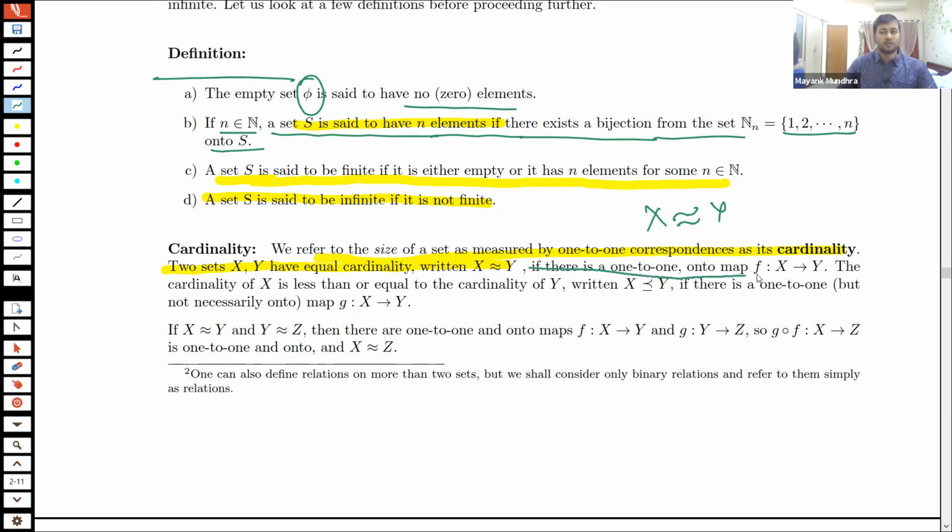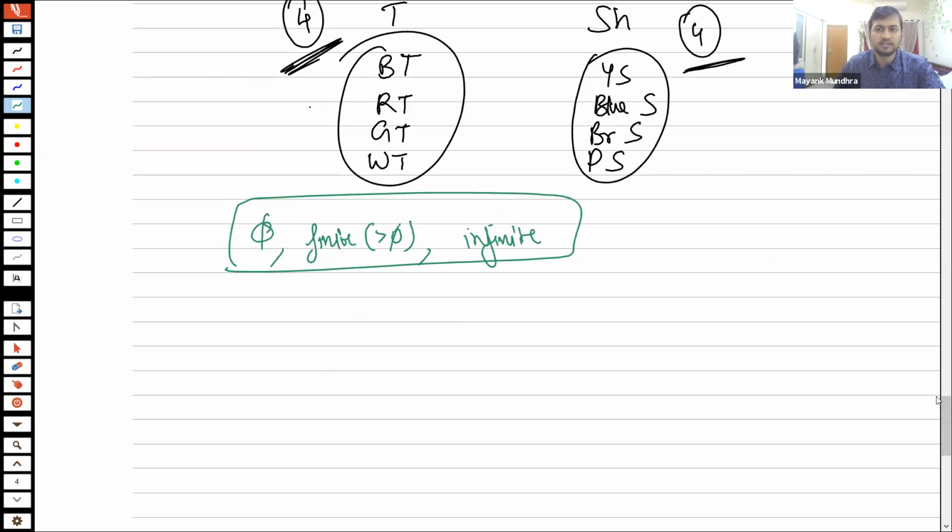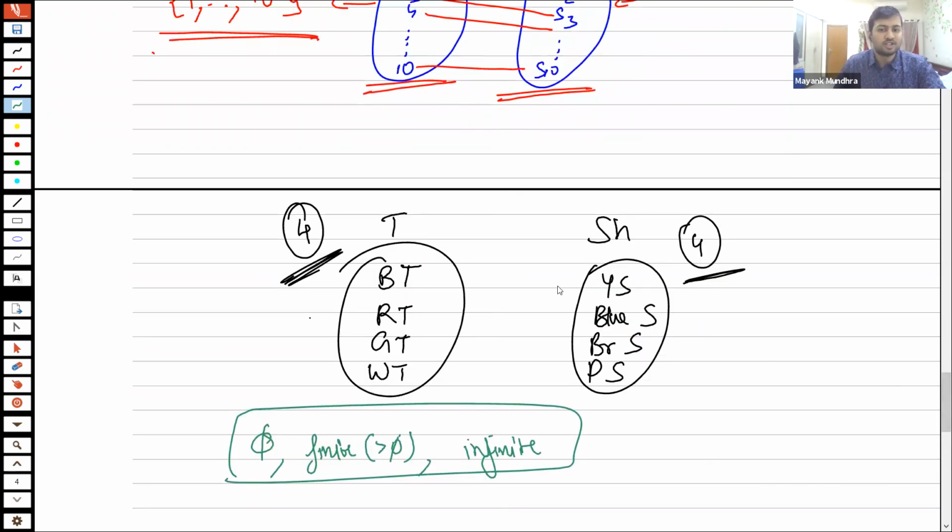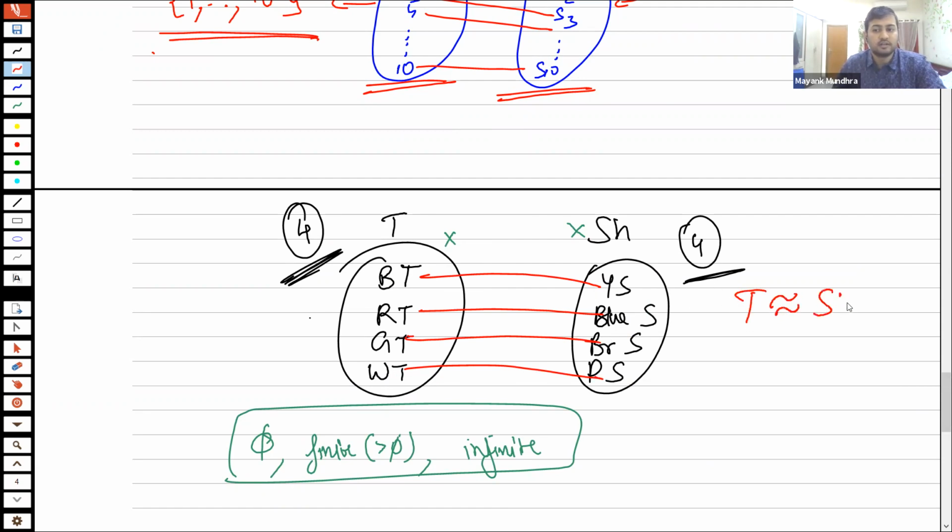Now, if there is a one-to-one onto map from x to y, then the cardinality of x is less than or equal to the cardinality of y. So this is important. So this is the set of trousers and this is the set of shorts. If you could construct a one-to-one onto map from this set to this set, then these two sets will have the same cardinality. And you can construct a one-to-one map like this. You can connect all these dots like this.